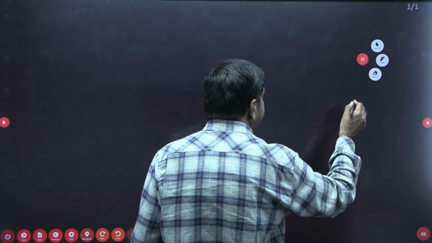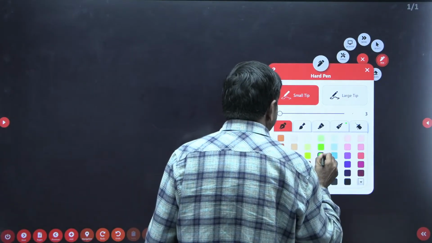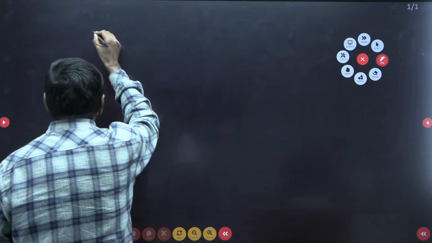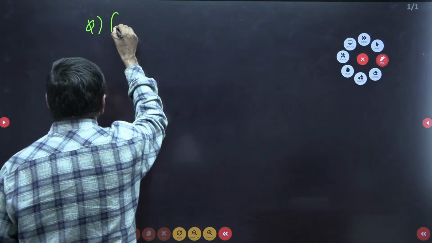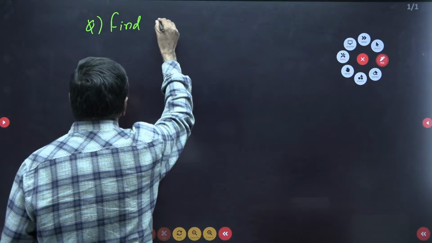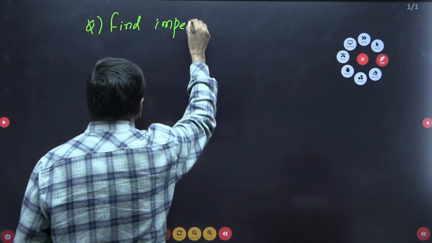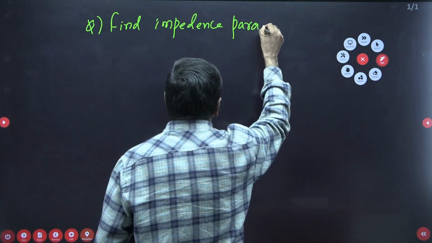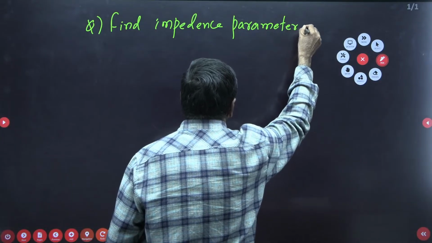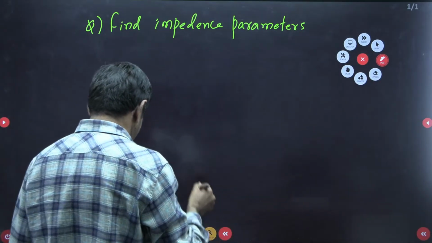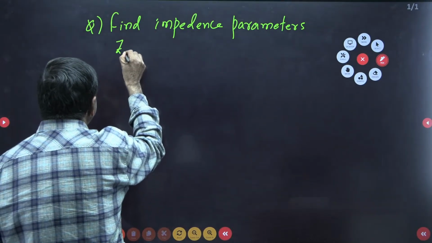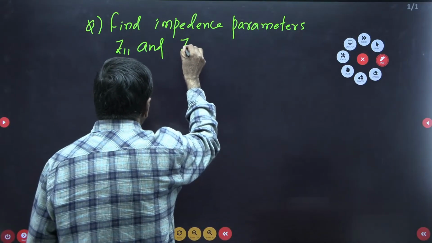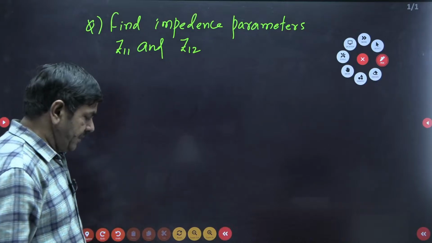That question is: find impedance parameters Z11 and Z12. This is the given question.